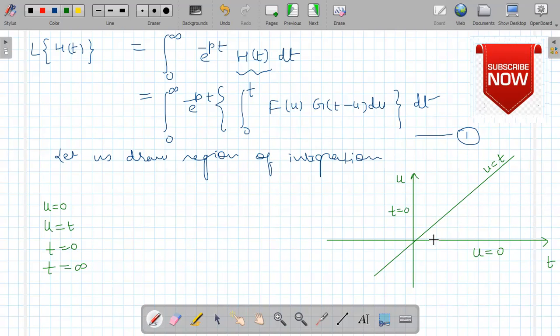So the region of integration is this region, which is bounded by these lines. So we have this region of integration. I am drawing it with red lines. You can see here, this is the region of integration.